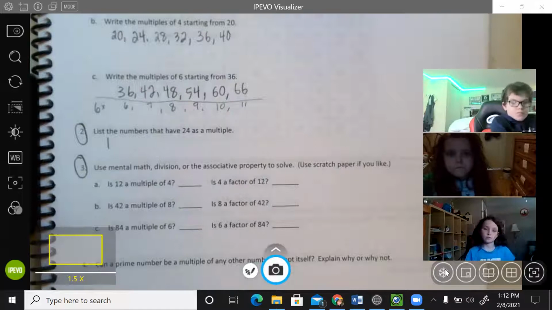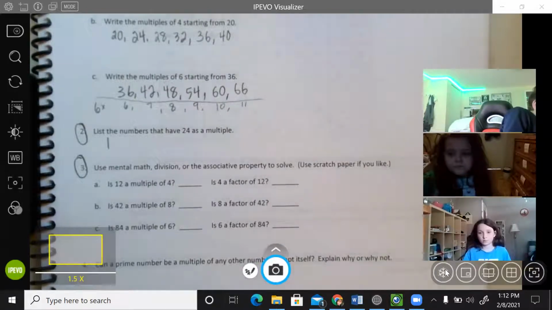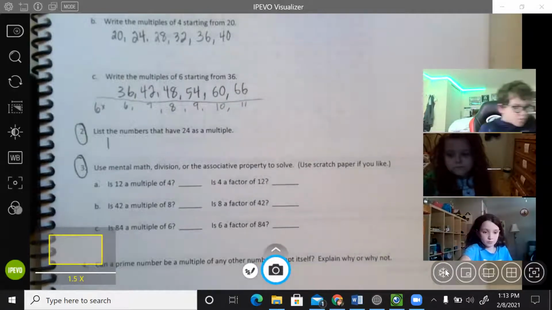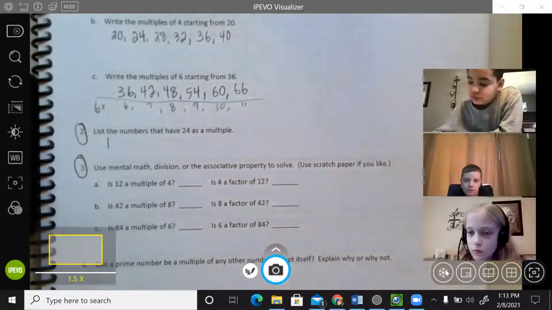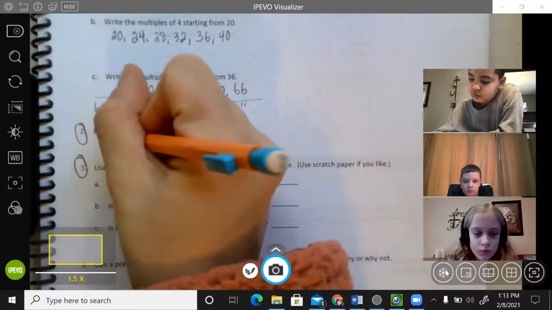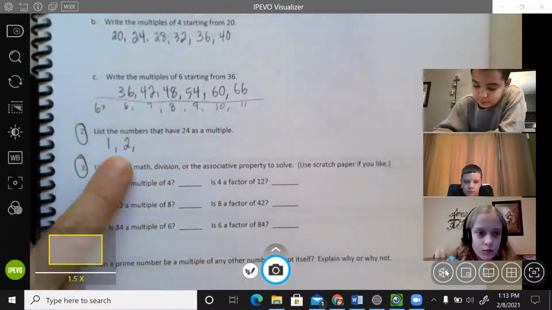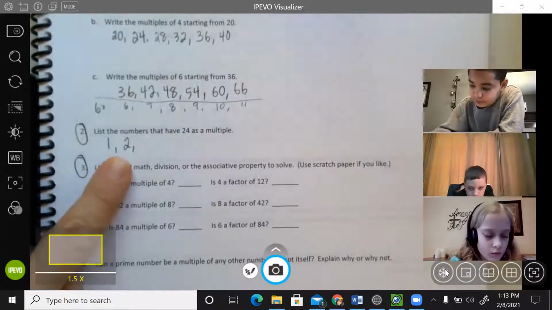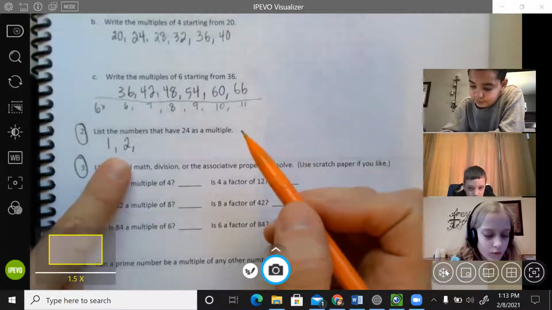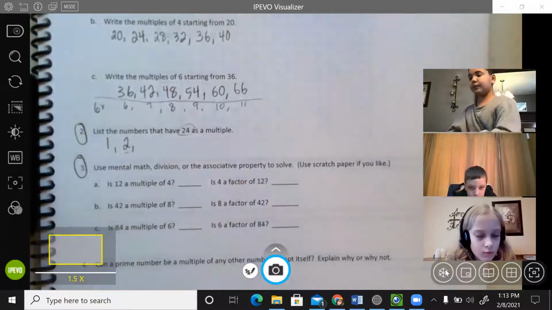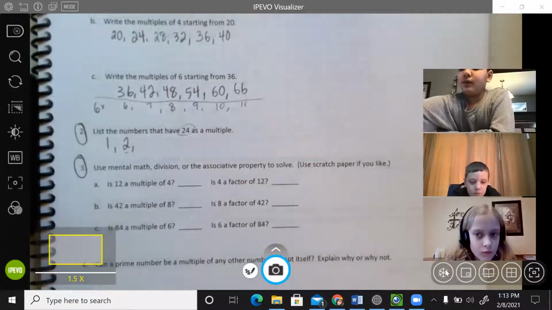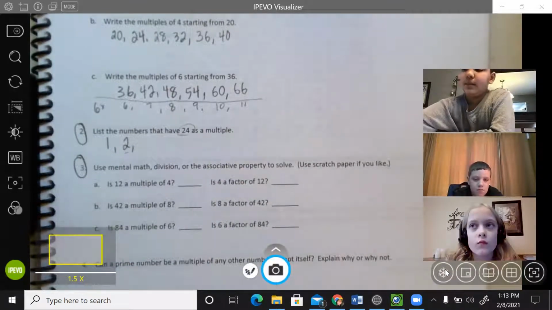Reese, if I start counting by 2s, will I eventually say 24? Yes. How do you know that? 2s, what type of number, even or odd? They are even. So 2 is even. 24 and 2 are both even. So very good. So 2 is always a multiple of an even number.